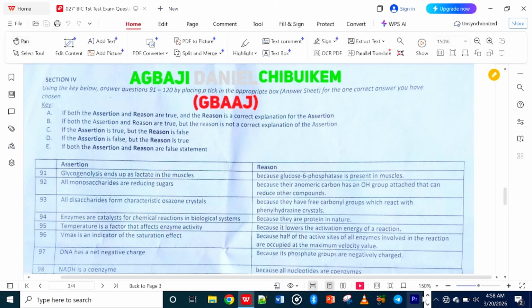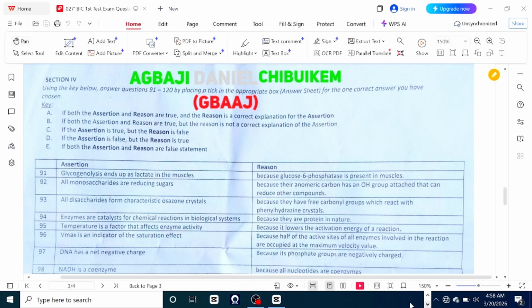Okay, let's just look at 92. They'll state: all monosaccharides are reducing sugar. Now the reason is because their anomeric carbon has an OH group attached that can reduce other compounds. Now you first check it. The assertion, is it true? All monosaccharides are reducing sugar. Is the assertion true? You say okay, yes, the assertion is true. But then look at the reason. Is it because the anomeric carbon has an OH group attached that can reduce other compounds? That's why you call it reducing sugar.